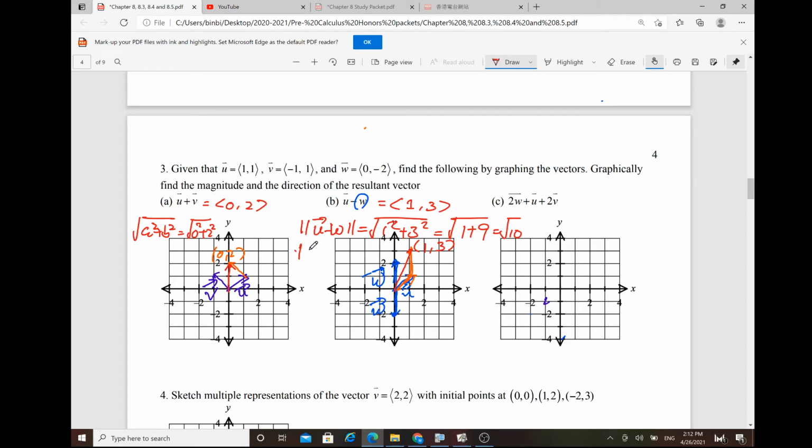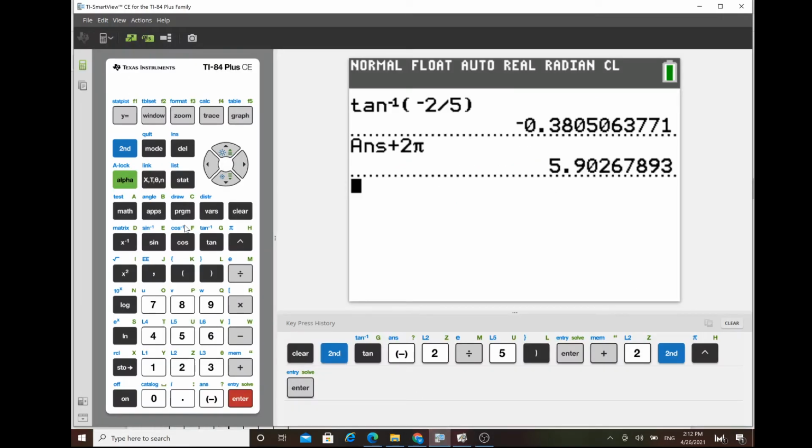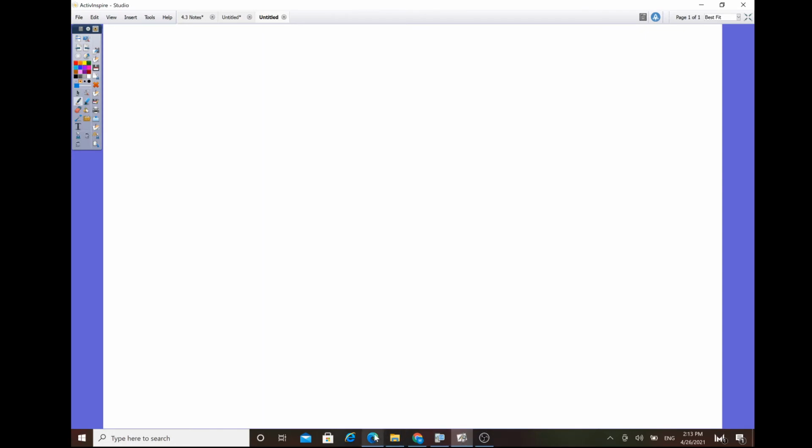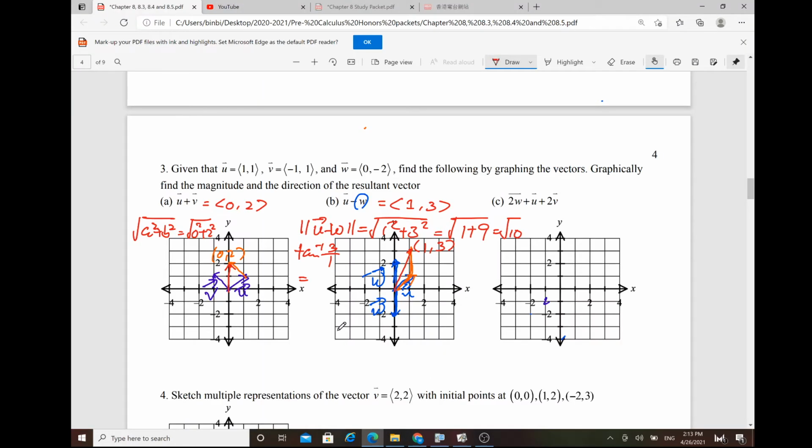So inverse of tangent of theta. Again, it's a non-special ratio, so we have to use the calculator for this. So inverse of tangent of 3 over 1. In radian form, that one is about 1.249 radians. Okay, 1.249.